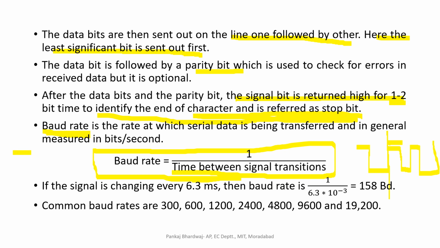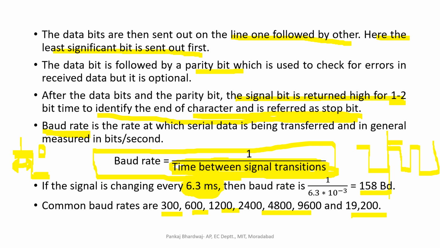So for example, if logic 1 is represented by +5 volt and logic 0 is represented by 0 or -5 volt, that depends. From this 1 to 0, how long it is 1 and how long it takes to go from 1 to 0, that is the transition time. So that is basically the time between signal transitions. When we calculate the inverse of the signal transition time, that will be termed the baud rate. For example, if the signal is changing after every 6.3 milliseconds, then the baud rate will simply be 1/(6.3 × 10⁻³) seconds, which gives about 158 baud. Commonly, the baud rates we use are 300, 600, 1200, 2400, 4800, 9600, and 19200. But that's not compulsory. We can use even smaller or even larger rates.